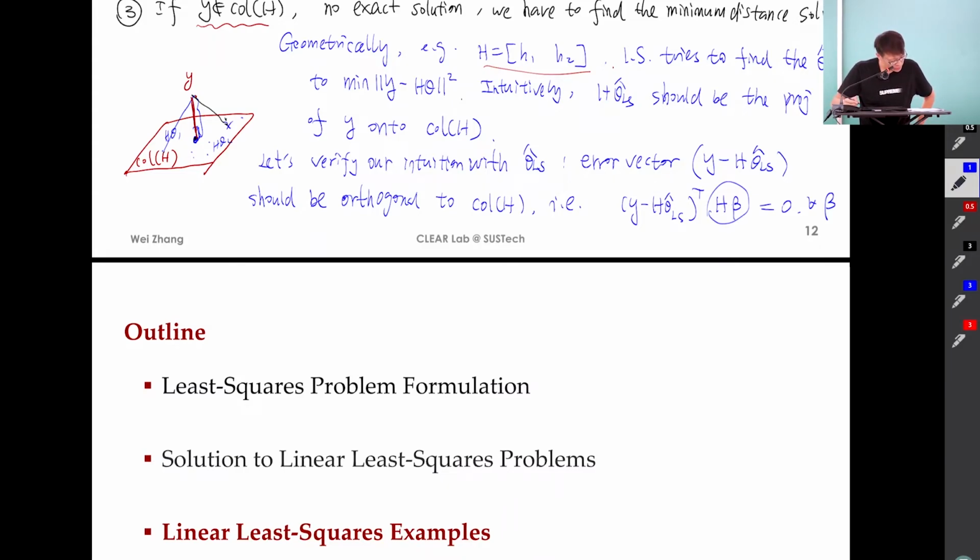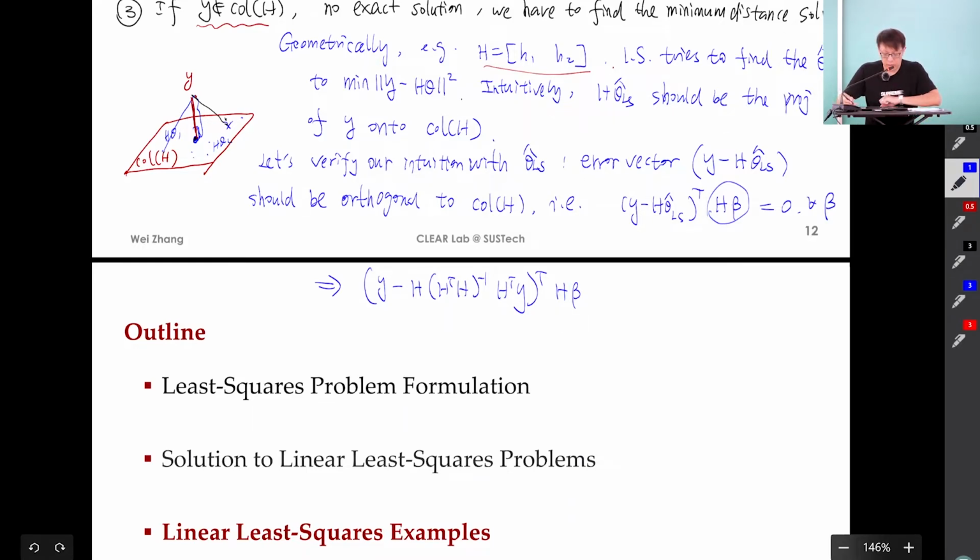Let's check whether this is the case. So let's plug in. What we have is y minus H times the least square solution, so H transpose H inverse H transpose y, take a transpose, times H beta. That's our expression, so I need to say this guy is 0 for any beta. If that's the case, then our intuition is correct and the solution is correct.